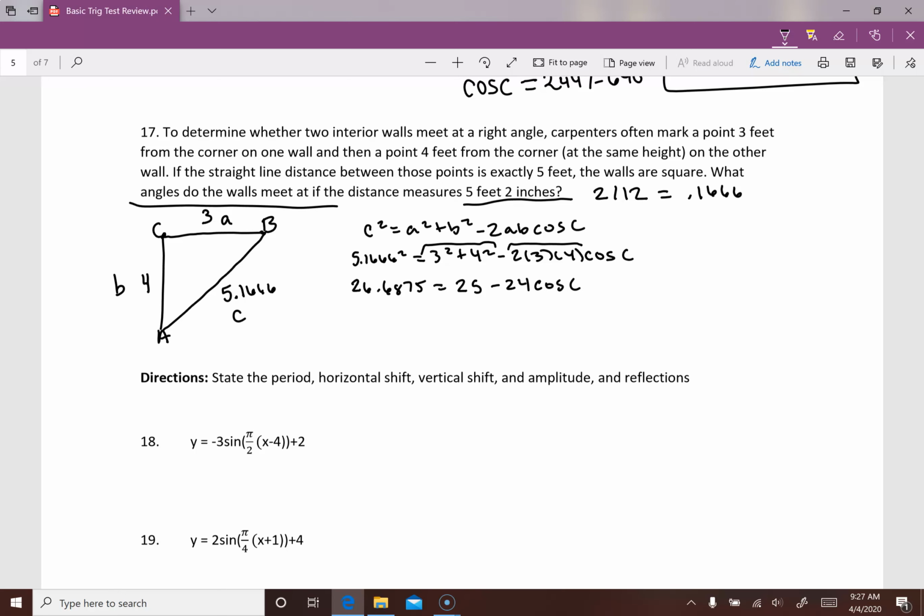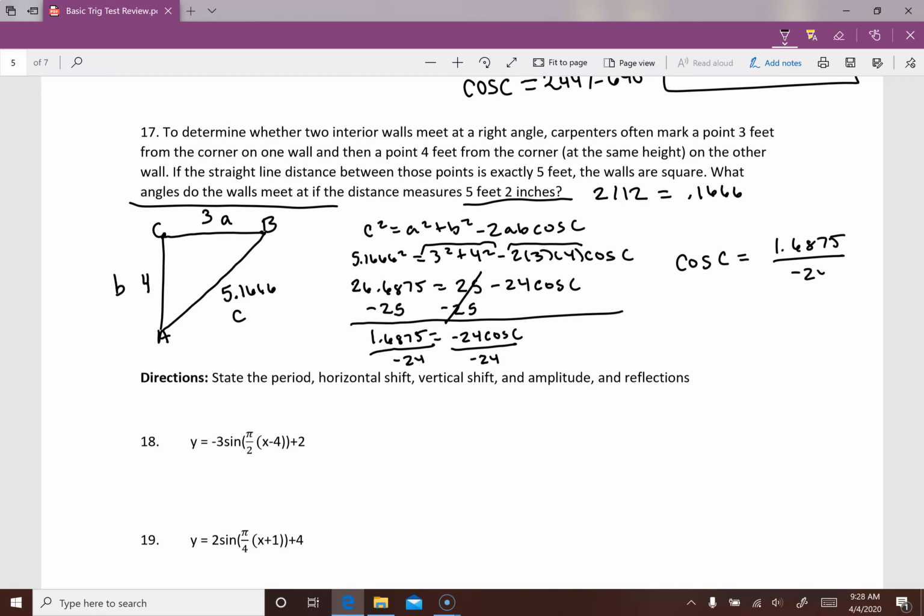All right, let's subtract 25 from both sides. That's going to disappear here, and I am left with 1.6875 is equal to negative 24 cosine c. Divide by the negative 24 because we want to get cosine by itself. And we get that cosine C is equal to 1.6875 divided by negative 24.